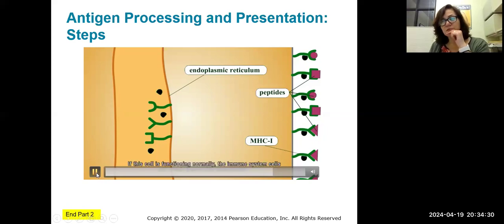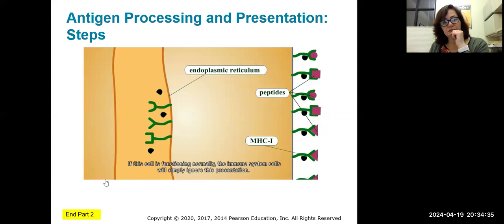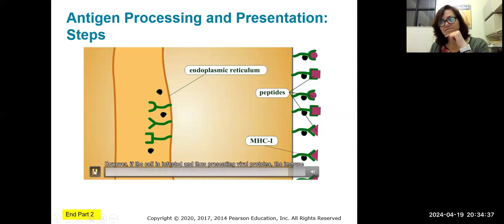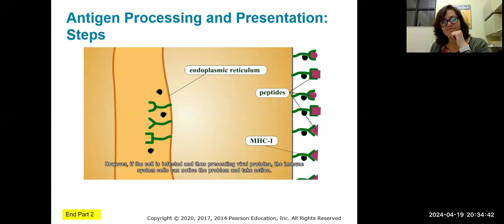If this cell is functioning normally, the immune system cells will simply ignore this presentation. However, if the cell is infected and thus presenting viral proteins, the immune system cells can notice the problem and take action.